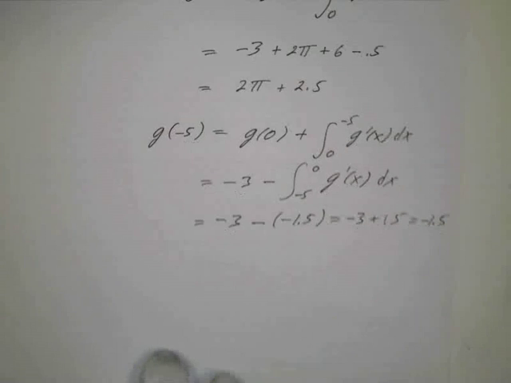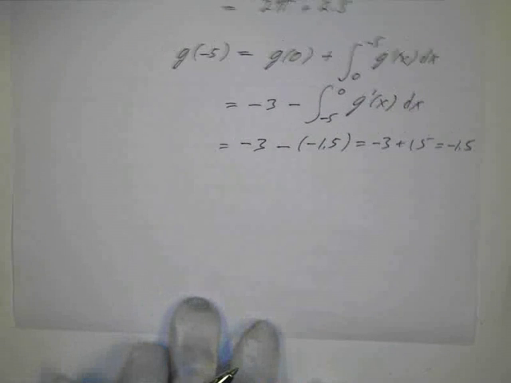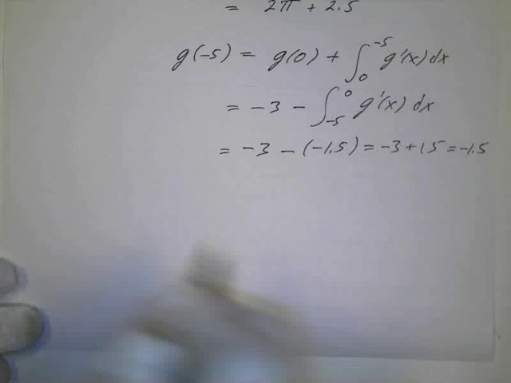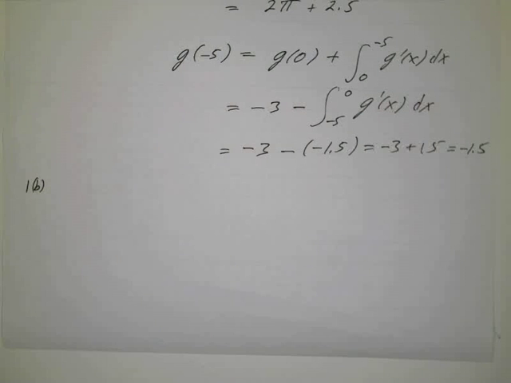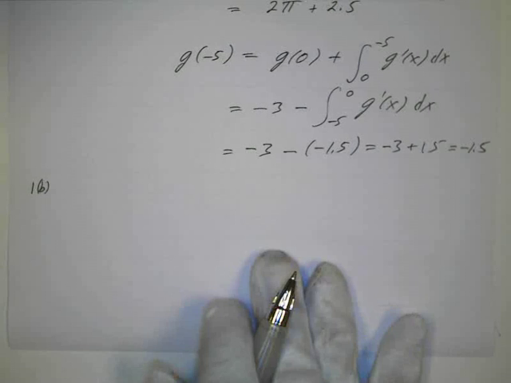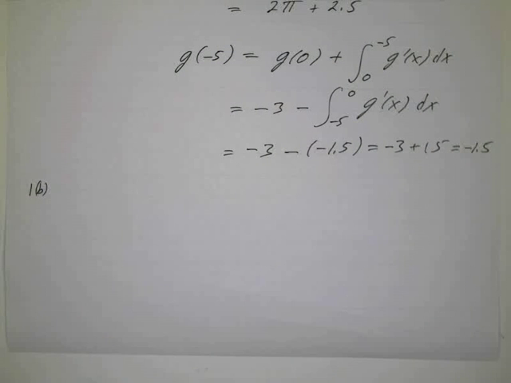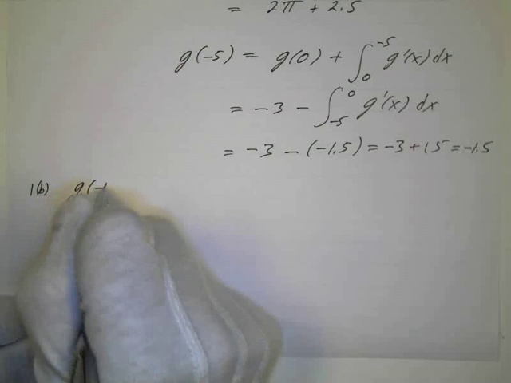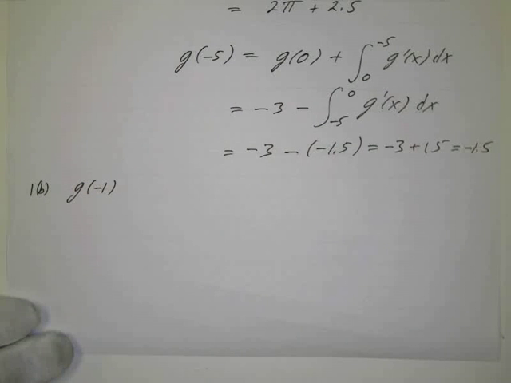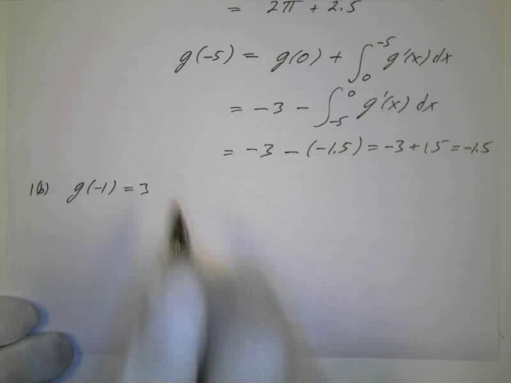Let me do just one of the B part problems so you can see what happens when we have a number other than 0. We treat it the same way. So I'll do 1B, the first part. And then we'll talk about the points of inflection that was also in there. Okay, 1B was g of negative 1. So now we're starting at negative 1, and that equals 3.